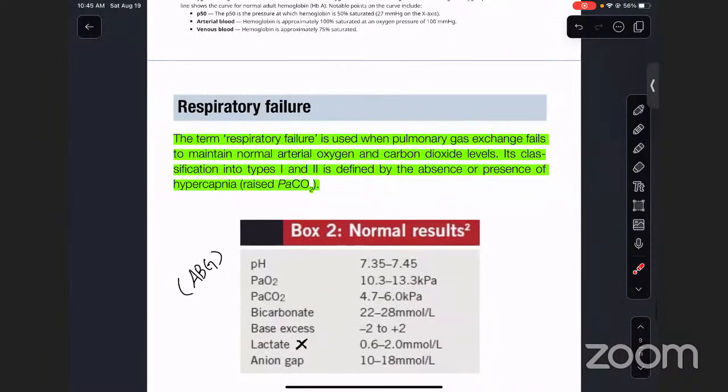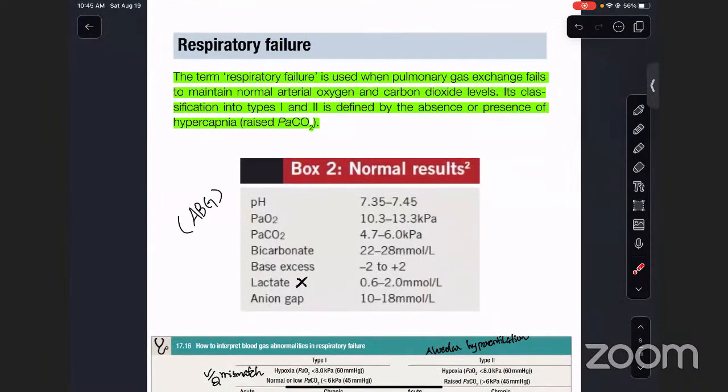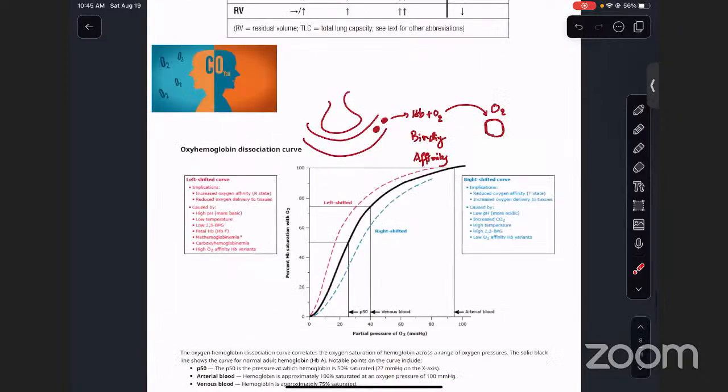So let's move on to pathology. This is respiratory failure. What is respiratory failure? Respiratory failure is used when pulmonary gas exchange fails to maintain normal arterial oxygen and carbon dioxide levels. But the important thing is it can be classified into type 1 and type 2 according to the level of PaCO2.